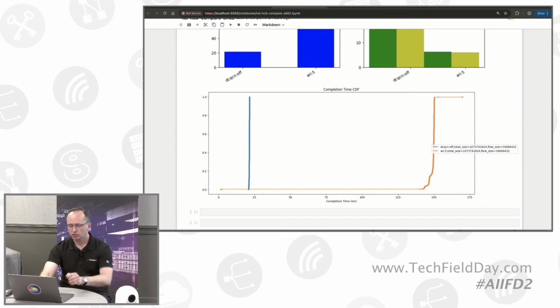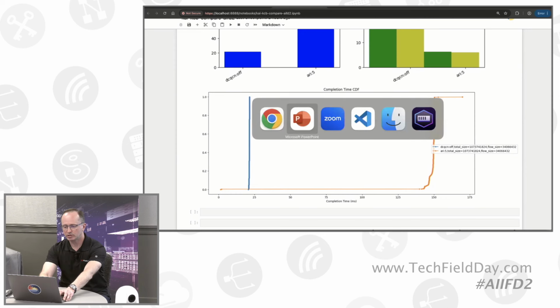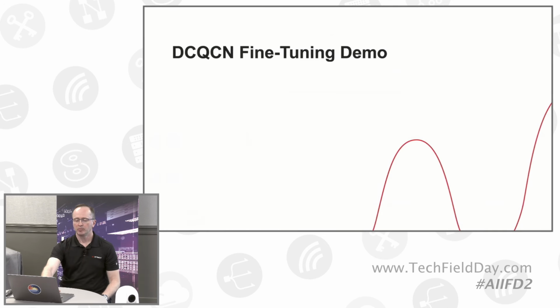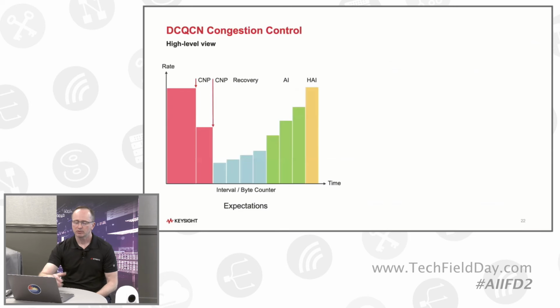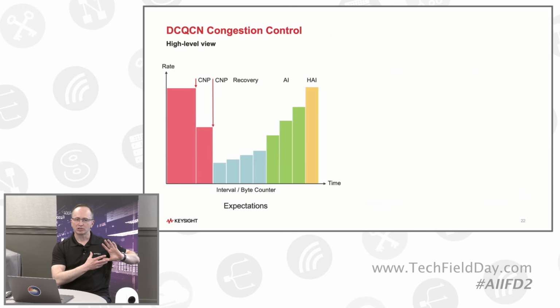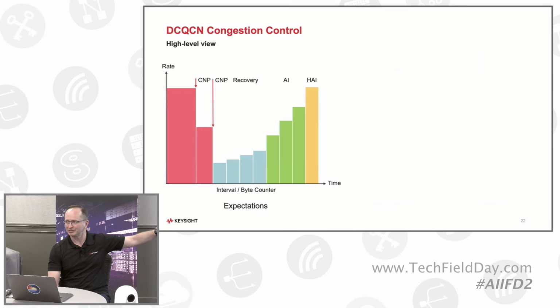We can actually improve the congestion control by doing fine-tuning of this algorithm. And we are kind of short on time, so I'm going to really quickly show you the end result. This is what the congestion control is supposed to do. When you have congestion notification, you drop, and then you recover.